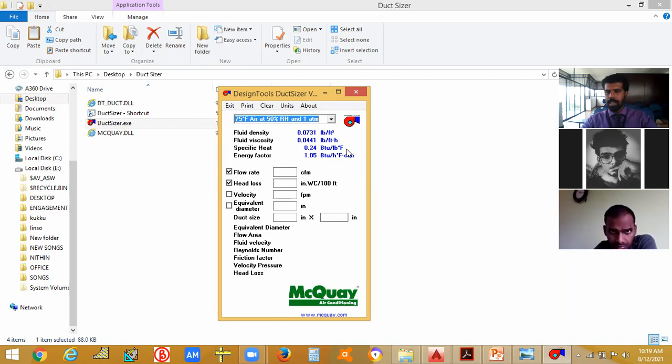That is the air that is passing through this conditioned duct, so you are going to decide with that. There won't be much difference when you give different types. I am giving 75 degree Fahrenheit air at 50% RH at standard atmospheric pressure. Then you have different properties of air: fluid density, fluid viscosity, specific heat, energy factor. All these things are given automatically by this software.